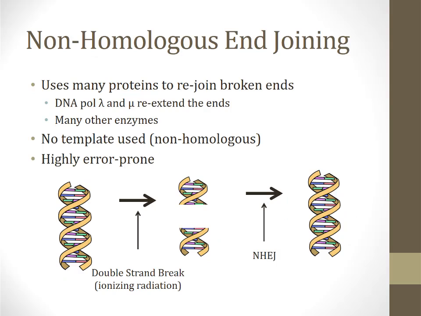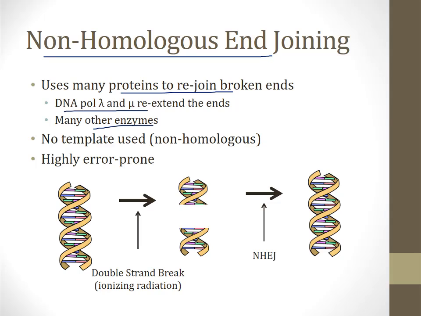Contrast that with the process of non-homologous end joining. In this process, many proteins are used to rejoin the broken ends of a double strand of DNA. Some of the proteins that have been described include DNA pol lambda and mu, but there are many other enzymes that are involved as well.